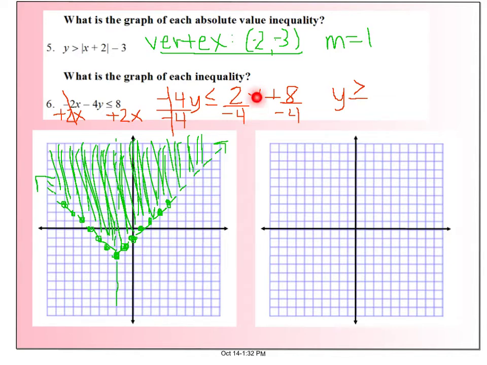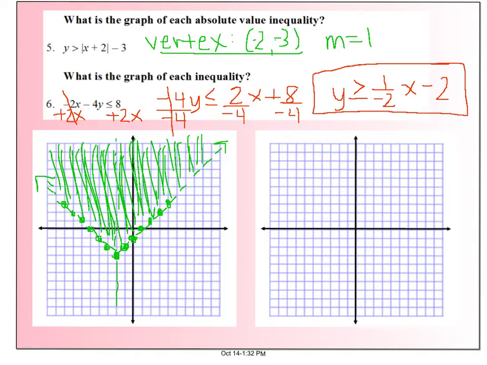Now here I see 2 divided by negative 4. This is going to be a fraction. That's okay, but I do have to simplify this. So if I think about 2 and 4, I have a common factor of 2. 2 divided by 2 is 1. Negative 4 divided by 2 is negative 2. x. 8 divided by negative 4 is minus 2. So this is now the inequality that I have to graph.